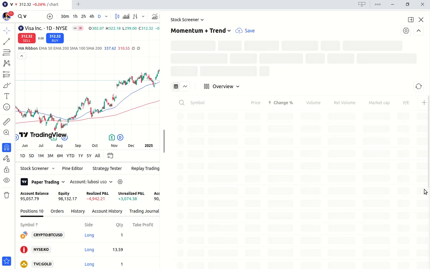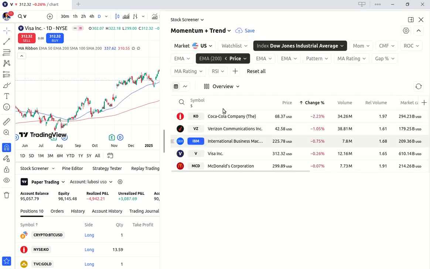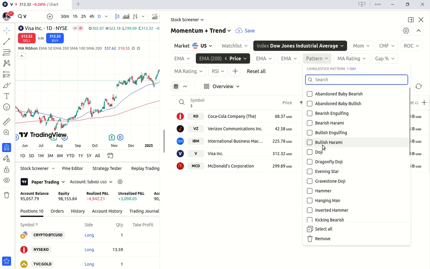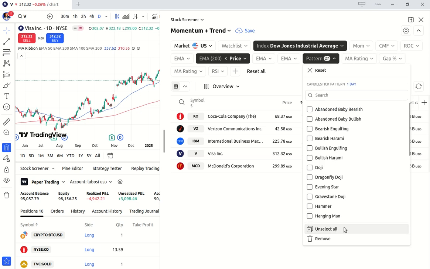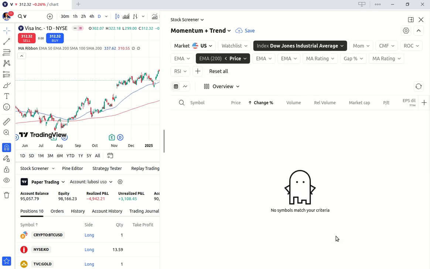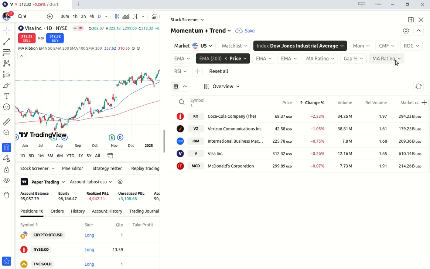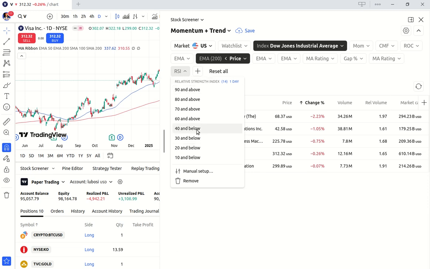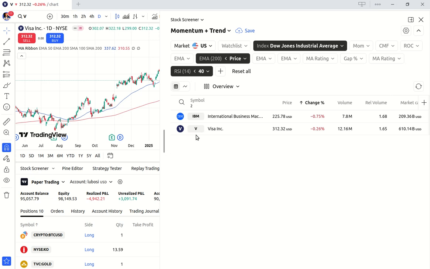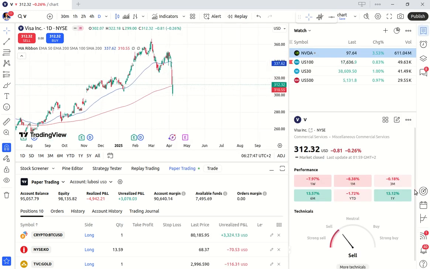The next thing that I would do is look for a candlestick pattern. I would say select all. Alright, nothing is there. Okay, the next thing I will do is something that's 40 and below. So basically what I'm doing is I'm picking a range. I'm looking for a stock that's within a deep buying range. Okay.